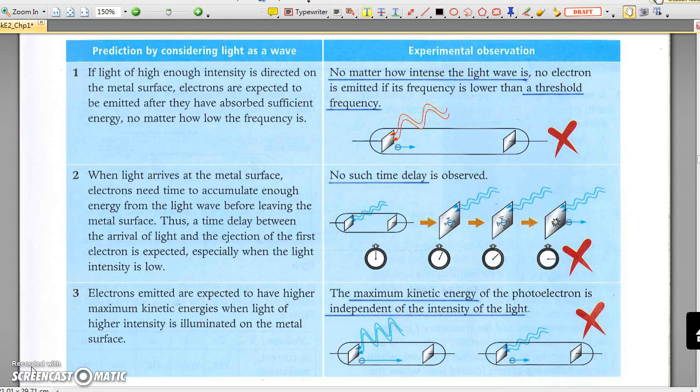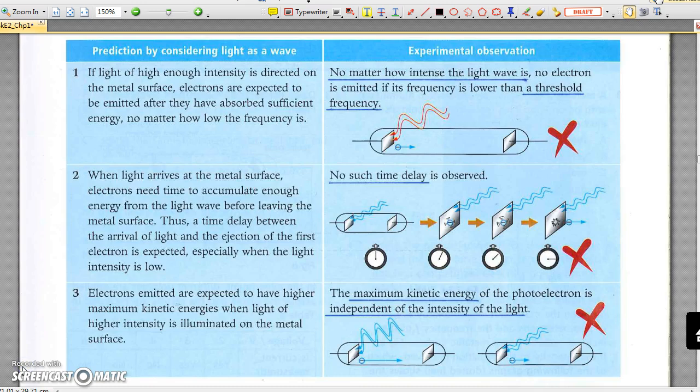By using wave theory, the electrons on the metal surface should take time in order to accumulate enough energy from the light before they may leave the metal surface. However, in the photoelectric effect, there is no such time delay. As long as there is light of high enough frequency illuminating the metal surface, photoelectrons are emitted almost instantly. There is no such time delay.